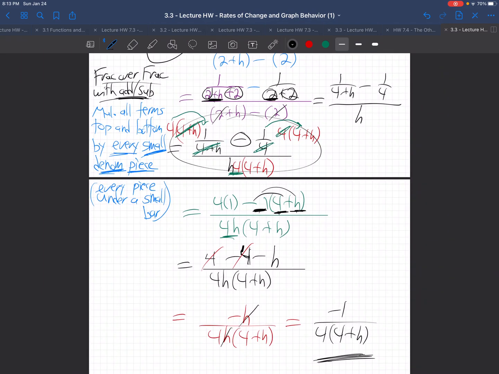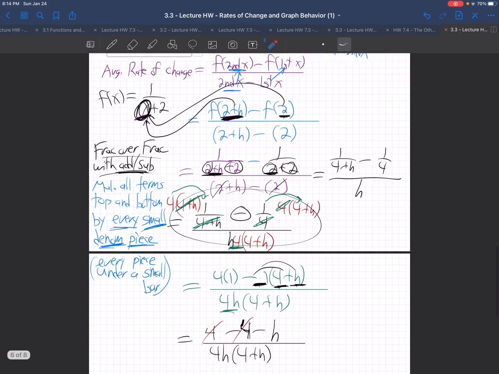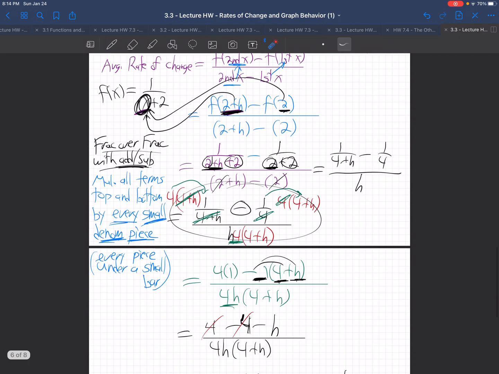Well, this was a complex fraction. It's fractions over fractions. We don't like that. We clean it up. So you really need to master that. That's the major step you need to practice. It takes a lot of time to get the hang of learning what we just did there. We look at this mess, and when we have fractions over fractions, we look at every small denominator piece, 4 plus h and 4, and you multiply that to everybody, top and bottom.